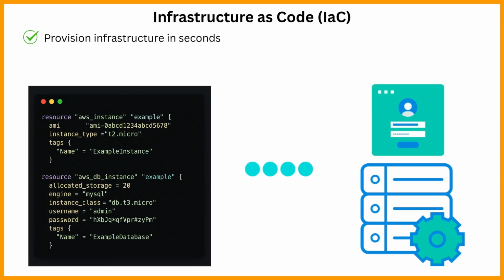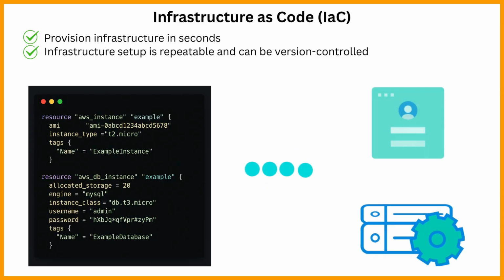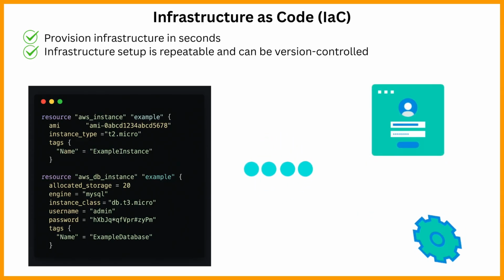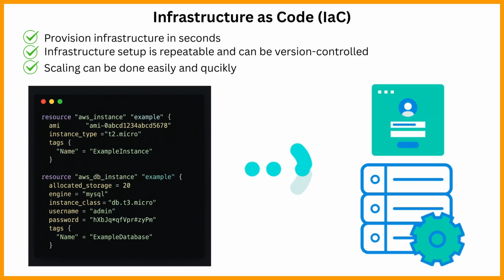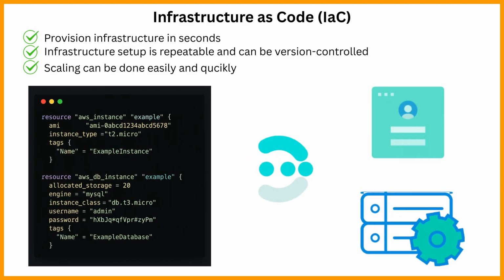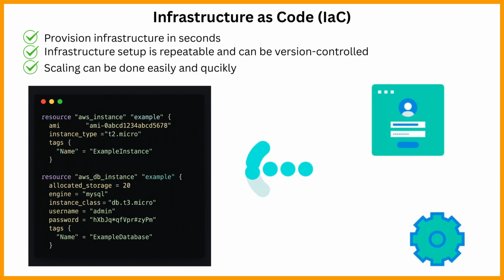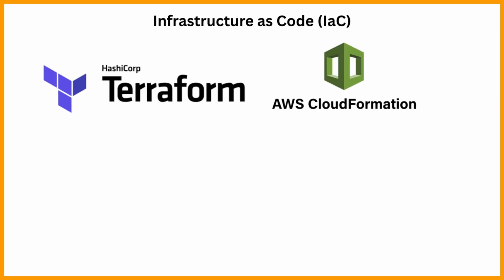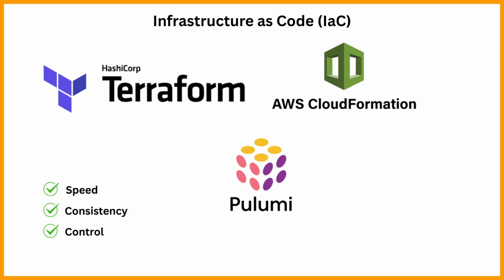This means you can create and destroy test environments in seconds. Your setup is repeatable and version controlled, just like application code. You can scale infrastructure up or down quickly using tools and automation. Tools like Terraform, AWS CloudFormation, and Pulumi are popular for defining infrastructure this way. So whether you are launching one server or a full-scale global app, infrastructure as code gives you speed, consistency, and control, all crucial for modern DevOps.